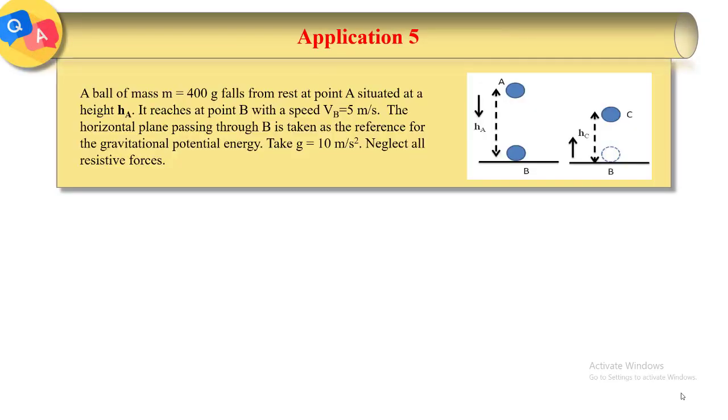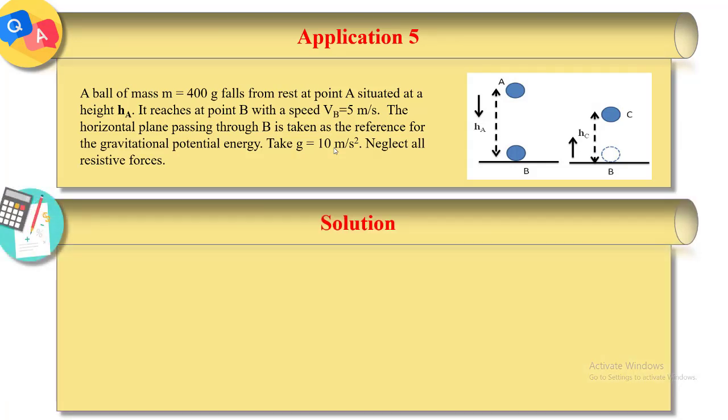To practice on this principle, let's solve application 5. We have a ball that is released from point A toward point B, then it rebounds back from B toward point C. In this problem, we have to analyze the energy conversion that takes place during falling down and during the rebounding back. The mass of the ball is 400 grams and the speed of the ball at point B is 5 meters per second, and the reference plane for the gravitational potential energy is passing through the point B, and we neglect all the resistive forces.